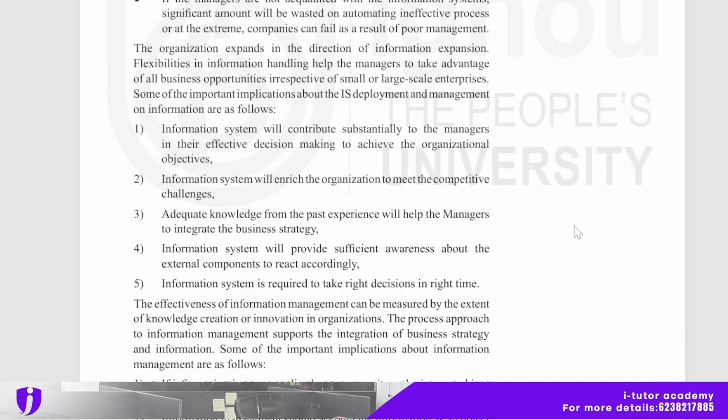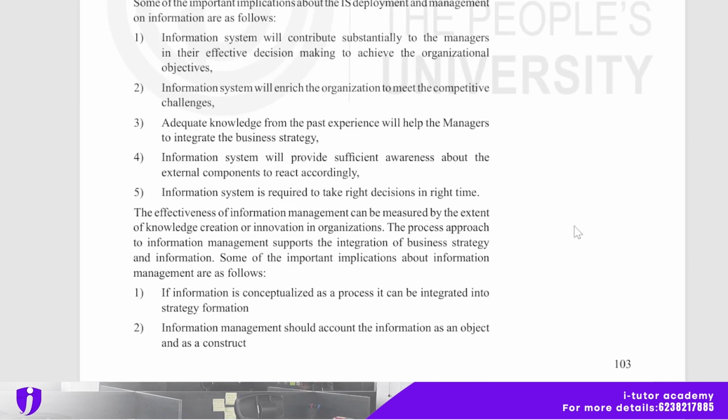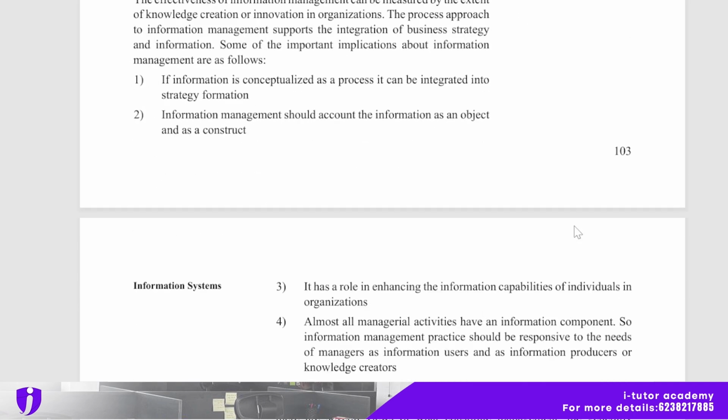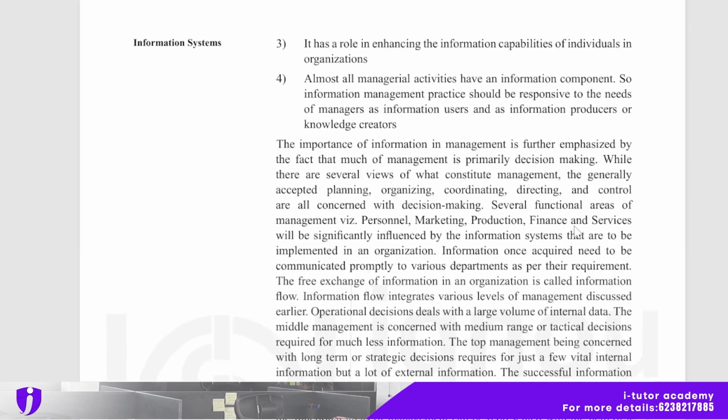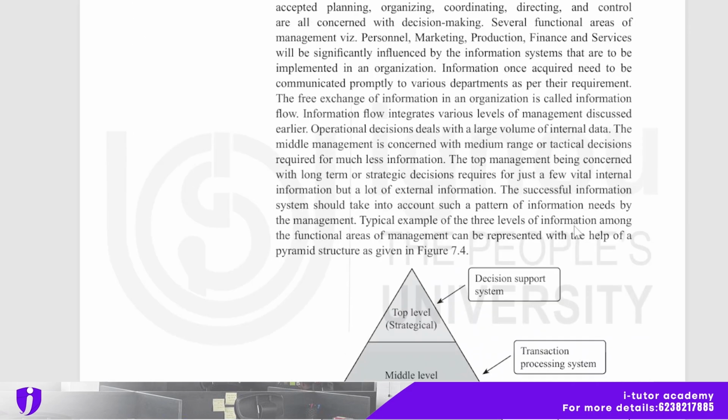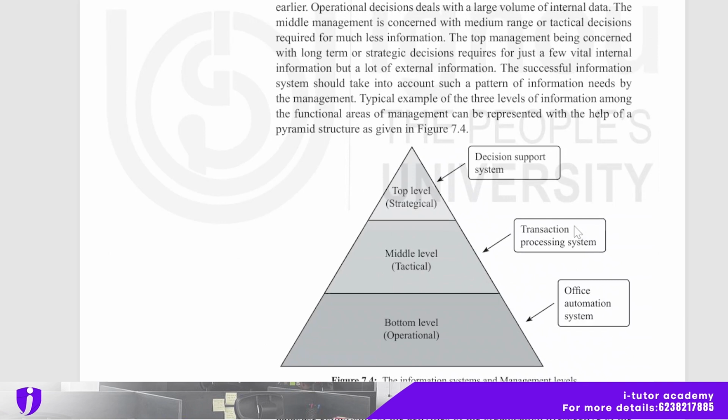So the organization expands in the direction of information expansion, and also flexibilities in information handling help the managers to take advantage of all business opportunities irrespective of small or large scale enterprises. Some of the important implications about ISA deployment and management on information are as follows. You just go through it. There are 5 points. So some of the important implications about information management are also, again here is 4 points, you just read it from this section.